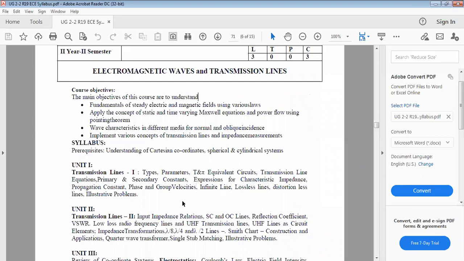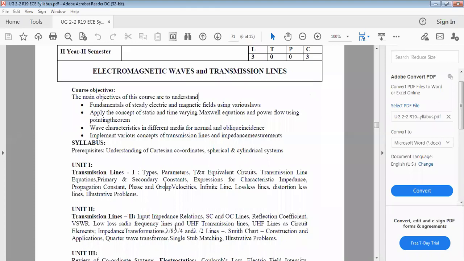Infinite line, lossless line, lossy line and distortionless line. Several conditions are there for when the line is said to be lossless, when the line is said to be distortionless, and when the line is said to be infinite. Several illustrations and related problems are there. That is transmission lines part one.